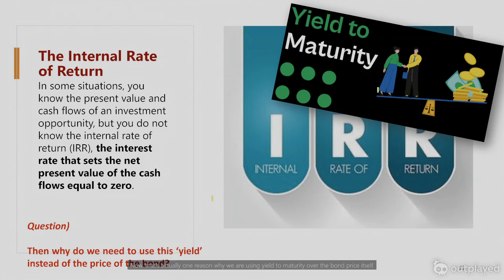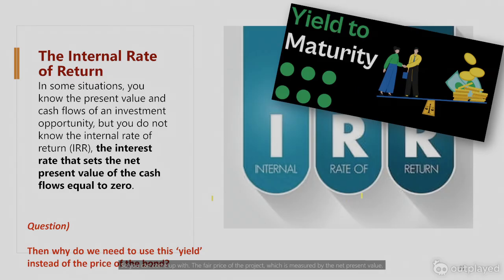Now, that's actually one reason why we are using yield to maturity over the bond price itself. Yield to maturity is, in other words, the same expression of the price of the bond, but in terms of the percentage, right? So the price of the bond could be understood in the same context of NPV, whereas yield to maturity is a very similar concept to what we see here, IRR.